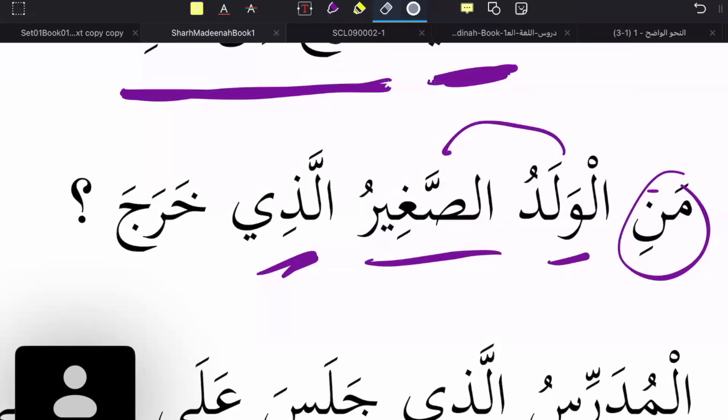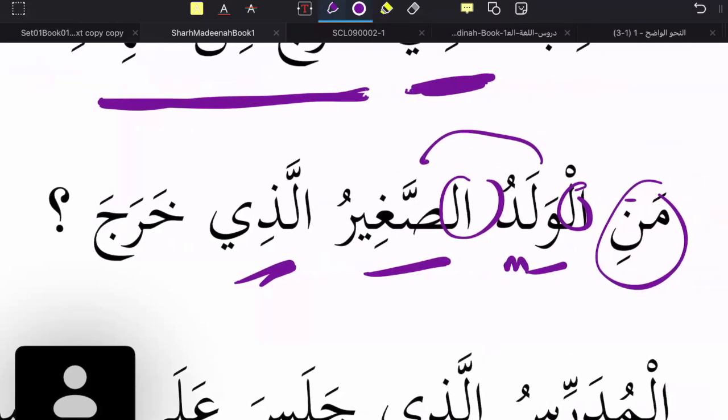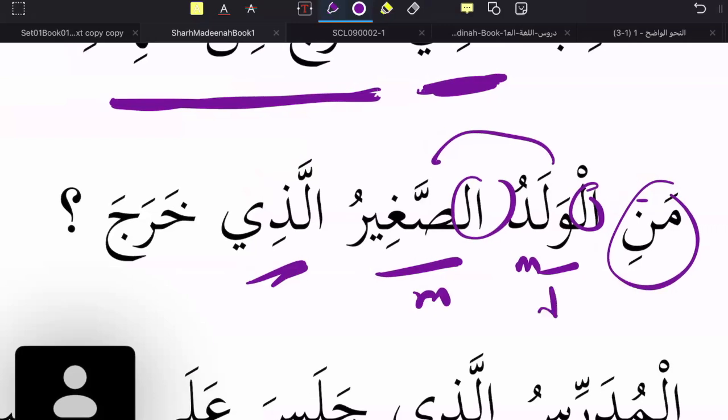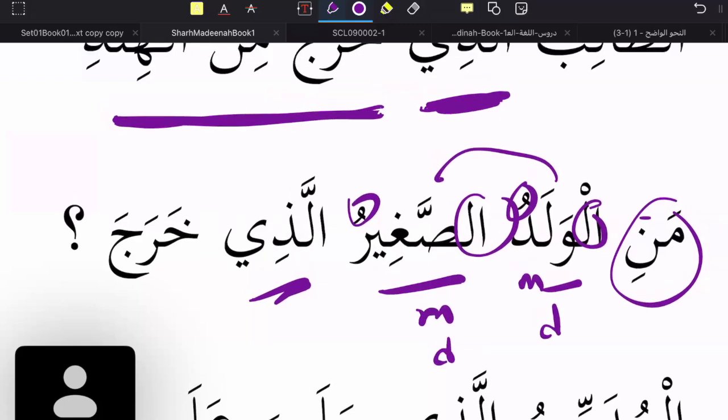So we could say manil waladu saghir. As you can see, this is an adjective and everything is matching. This is masculine, saghir is masculine. Definite, dhamma, everything is matching. Now we are adding one more adjective. We're not only saying the boy who's small, but we want to say something else about this boy. In order to describe this, we have to use a sentence. This is when we bring ismun mawsul.